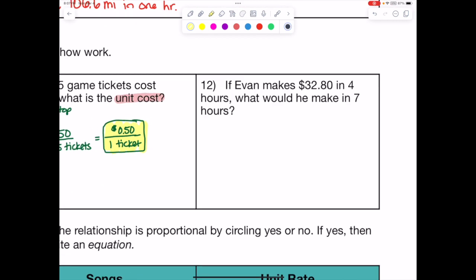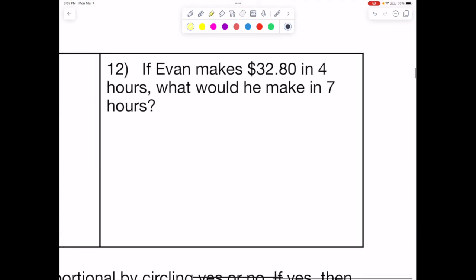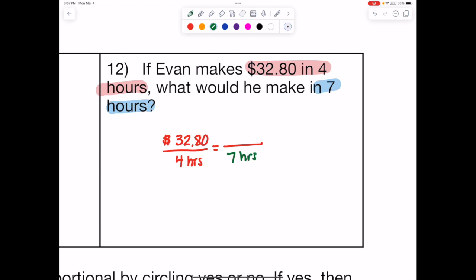Here we go. Number 12. If Evan makes $32.80 in 4 hours, so here's his base ratio, what would he make in 7 hours? So if we're making a prediction, you know what we need to make? A proportion. So here we go. I'm going to set up the money on top. It's very typical. $32.80 for 4 hours. Let's set up your proportion. So how much does he need to make in 7 hours? And we know to make sure the same units are in the same layer there.